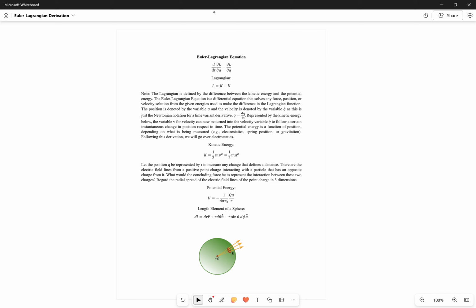Okay, I would like to go over the Euler-Lagrange equation. Starting with the definition of the Lagrangian, it involves taking the difference between the kinetic energy and the potential energy. Now, the Euler-Lagrange equation is a differential equation that solves for any force, position, or velocity solution. Its purpose is to solve with energies instead of being overwhelmed by using force vectors.